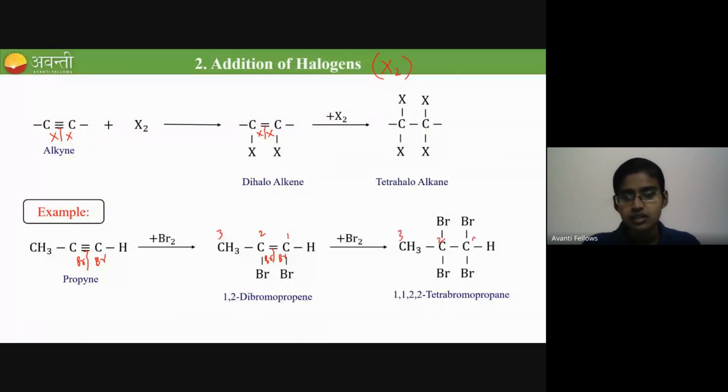1, 2, and 3. So numbering has to be given only for carbons, okay? So to carbon number 1, we have 2 bromine, and for carbon number 2, we have 2 bromine. So 1,1,2,2-tetrabromopropane. This tetrabromopropane. Okay. So it is also easy. Same way as with hydrogen.